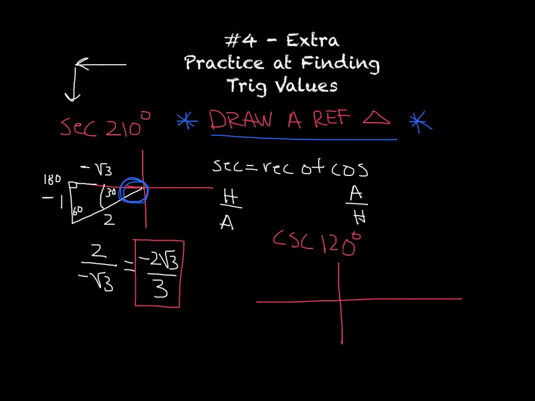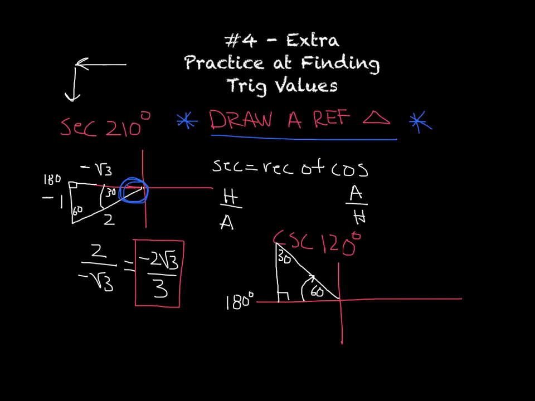All right, so where's 120? It's in the second quadrant. So we're going to draw a triangle in the second quadrant. And I want you to think now. If this is 180, what do you have to rotate backwards? How many degrees do you have to rotate backwards to get to 120? Oh, 60. So 60 goes there, 30 goes right there, and 90's there.